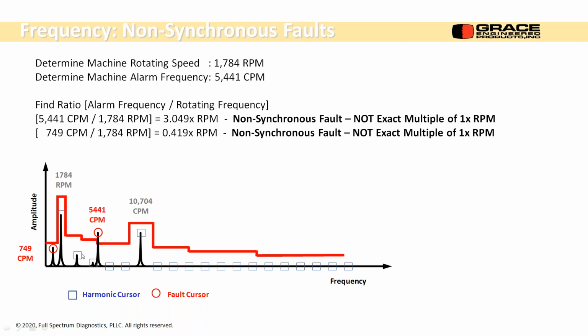There's 3 times. Here's my harmonic cursor, 1, 2, 3, 4, 5, 6, and so forth. There's my 3 times running speed. This is at 3.049. So it's non-synchronous, it's probably a bearing defect. Okay? You need a spectrum to be able to pick that out.